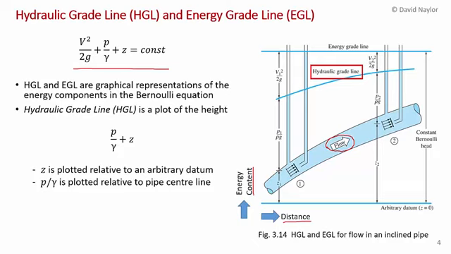Now, the hydraulic grade line is defined as a plot of the height of the pressure head plus the elevation head. So Z, which is the elevation head, or the potential energy of the flow per unit weight, is plotted relative to some arbitrary reference point. So we can just arbitrarily pick some point that we call Z equals 0, a datum. But the pressure head, the P upon gamma, is plotted relative to the center line of the pipe. So you can see over here, 0.1 right there.